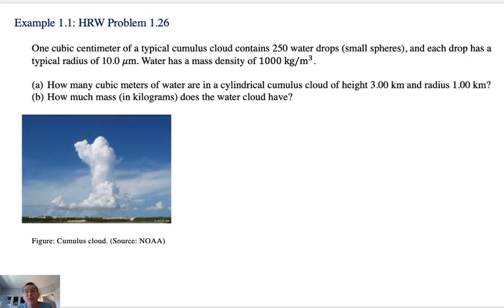Question A. How many cubic meters of water are in a cylindrical cumulus cloud of height 3 kilometers and radius 1 kilometer? Here's just a picture of a typical cumulus cloud to demonstrate that this part of it here, which is the main part of it, is shaped somewhat like a cylinder. So this problem basically tells us to do a very physicist-like thing and model this shape as being a perfect cylinder. It's got a height of 3 kilometers and a radius of 1 kilometer. How many cubic meters, that's a volume, what volume of water is contained in this cloud?